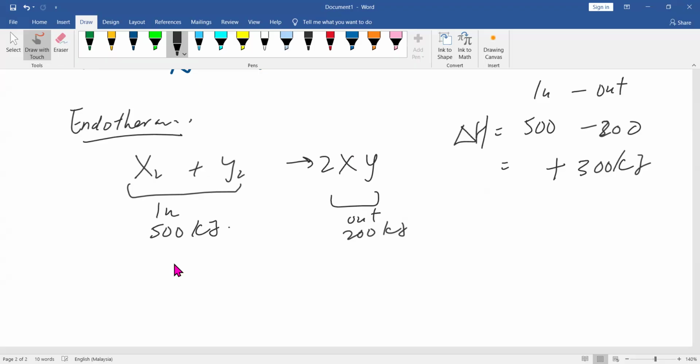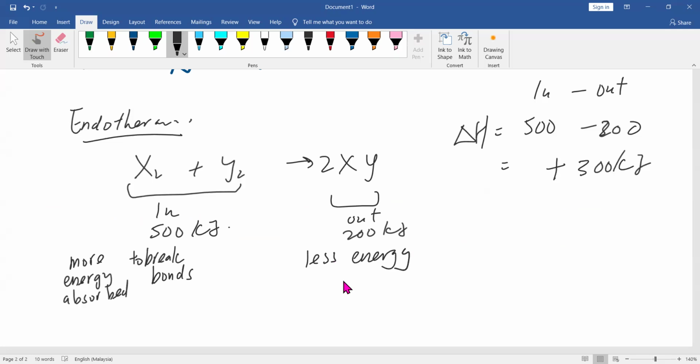So the energy needed to break bonds, okay, so more energy absorbed to break bonds, less energy released to form bonds. Get it? Okay. Yijin, you have no notebook. You try this now.